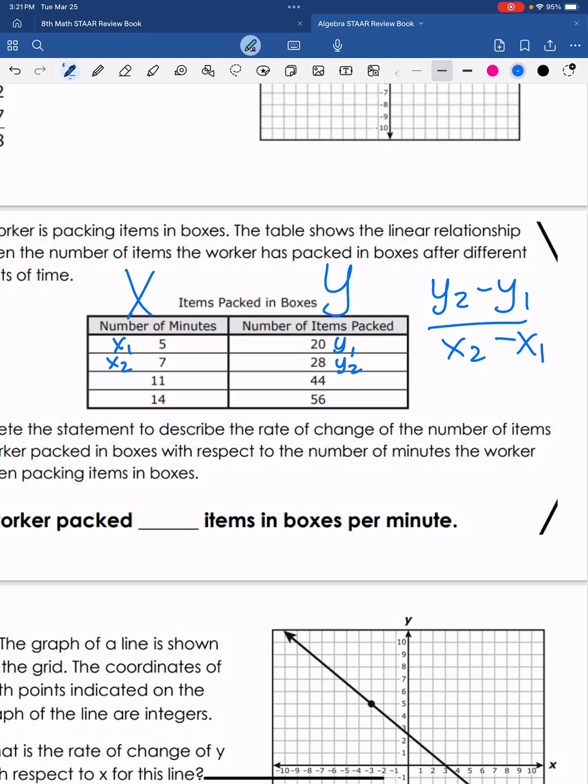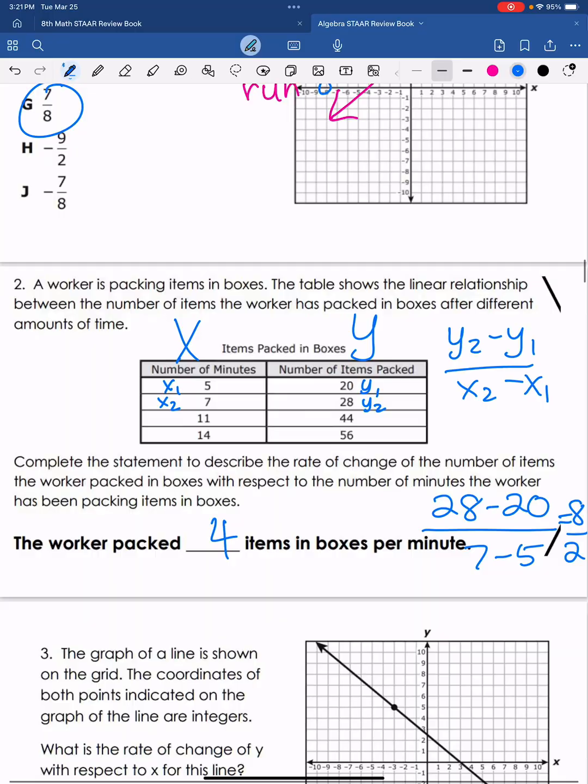And we're going to plug in 28 minus 20 over 7 minus 5. You can type this into your calculator or you can work it out. You would get 8 over 2, which is 4. So that means that the worker packed 4 items in boxes per minute.